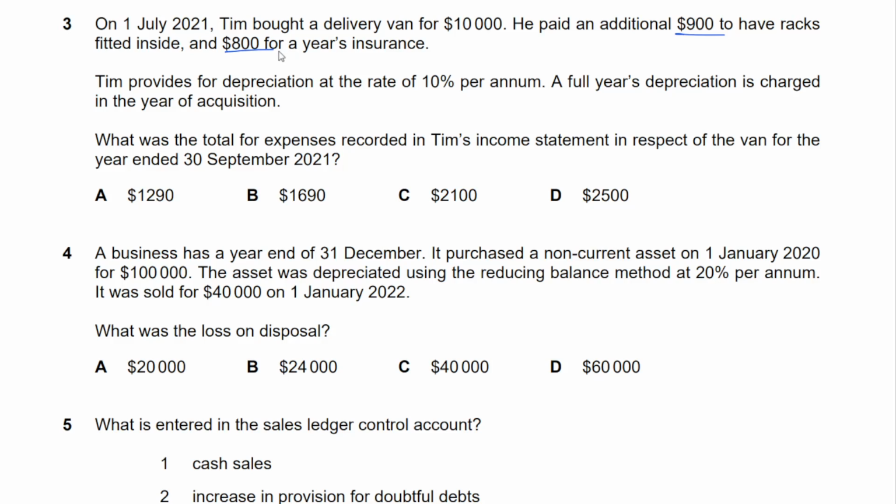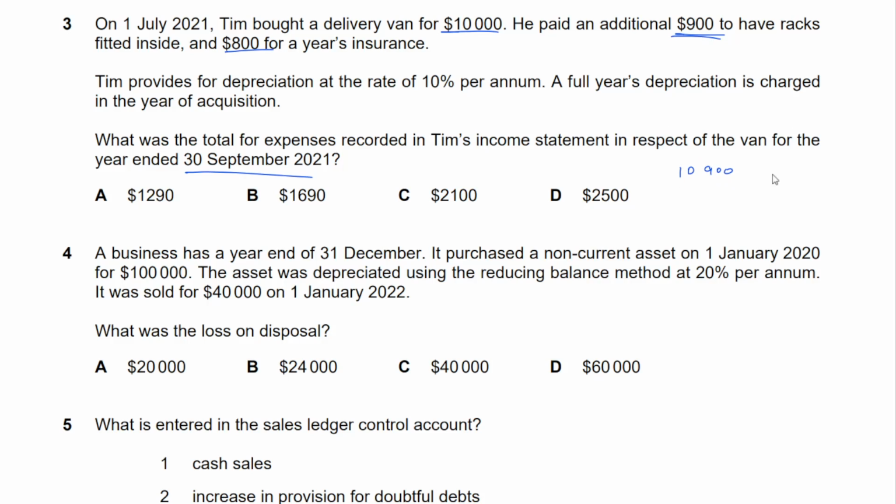Tim provides for depreciation at 10% per annum. A full year's depreciation is charged in the year of acquisition. What was the total for expenses recorded in Tim's income statement in respect of the van for the year ended 30th September 2021? Be a little careful. If you're coming from IGCSE, they will trick you a bit more, okay? So first of all, let's figure out what's the cost of the van. What should be capitalized? 10,000 plus 900. That we should capitalize: 10,900.